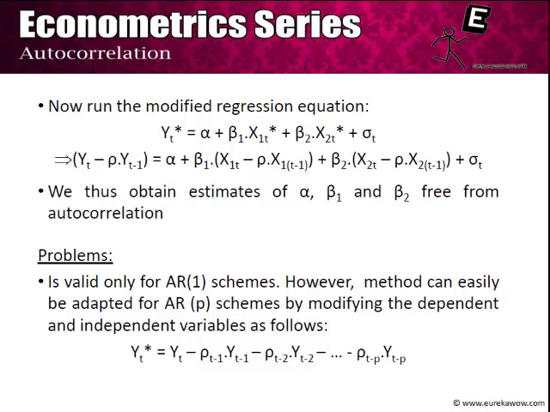Even though the GLS method is very general, it does suffer from some problems. Firstly, the one that we have seen right now is valid only for AR1 schemes. However, the method can easily be adapted for AR(p) schemes by modifying the dependent and independent variables as follows. Instead of just subtracting rho into yt minus 1 from yt to get yt star, we can now subtract the entire AR(p) scheme as we suspected. So we obtain estimates of rho 1, rho 2 and rho p, and then subtract them from yt. However, note that finding these estimates of the various rhos will be quite difficult.